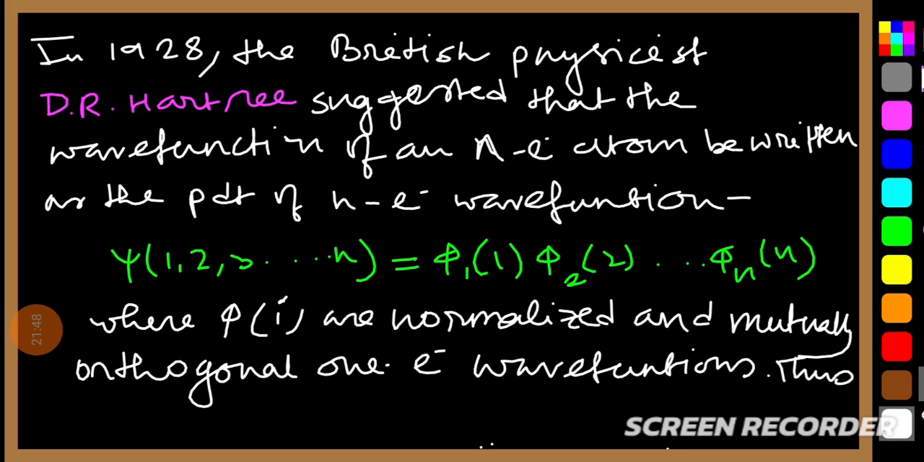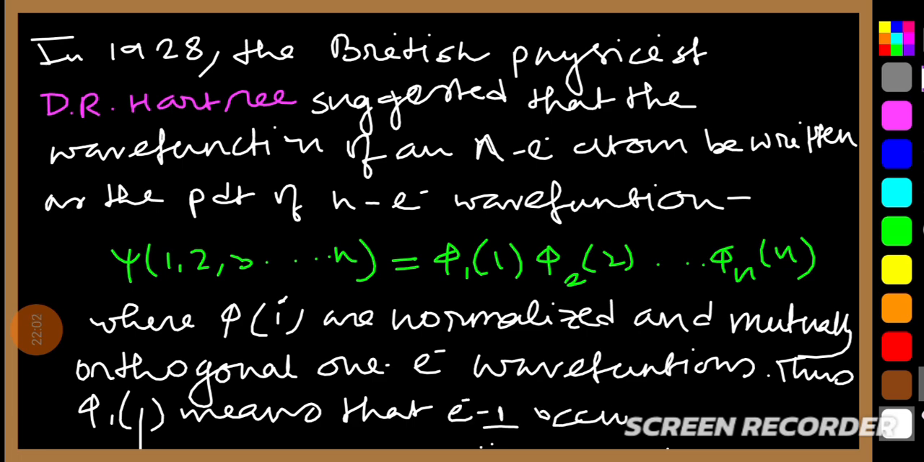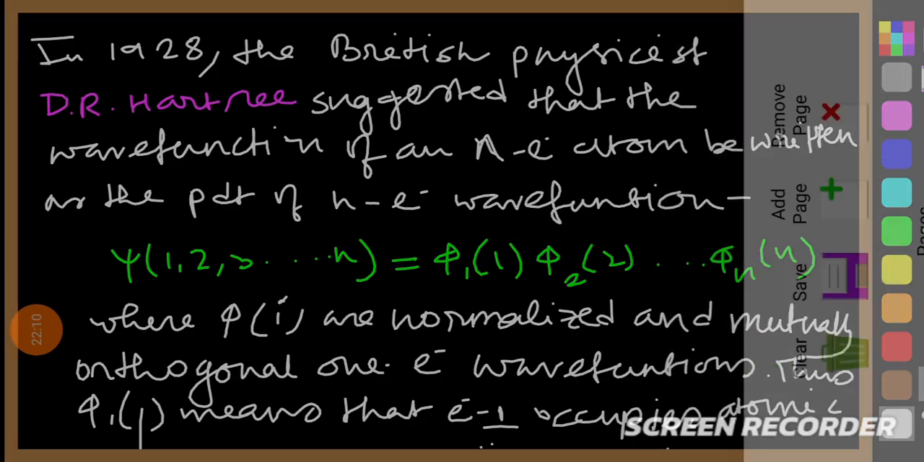Thus phi 1(1) means that electron 1 occupies atomic orbital phi 1, etc.